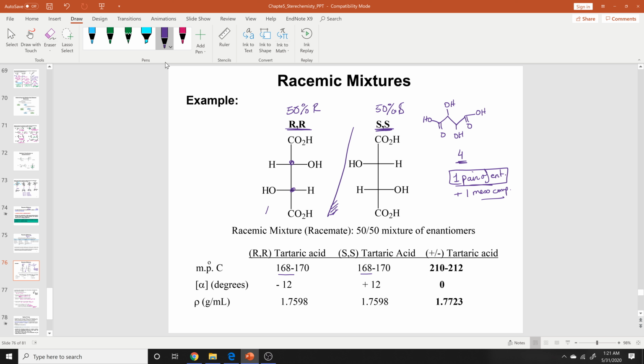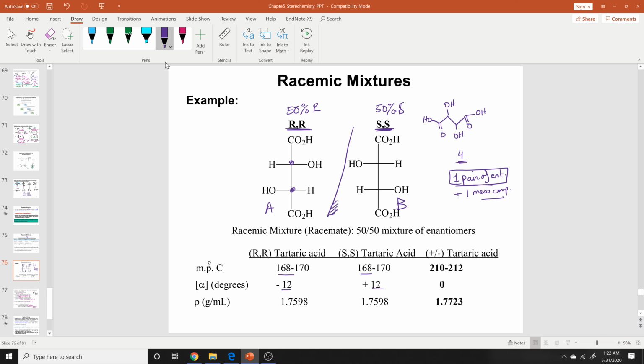So A alone has a melting point same as B. So this is A, this is B. Enantiomer A has the melting point same as B. It has a density same as B. The only difference is the optical rotation. One rotates the plane of polarized light to the left, the other one rotates it to the right in this case. But again, there is no relationship between positive and the S. The S is the configuration around the chiral center. The positive is the rotation of the plane of polarized light.